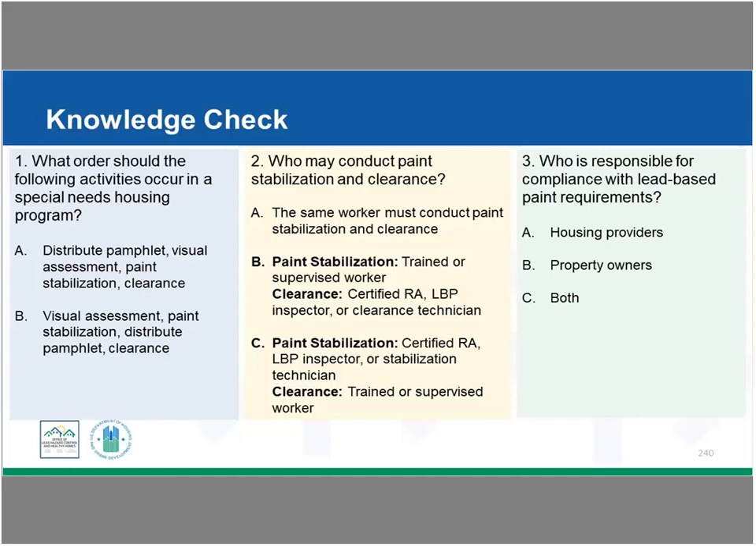All right, so most folks got the answer correct: distributing the pamphlet is going to be first. I think if you go back on the slides as we talked through the implementation steps, that's one of our first steps, at the point that we are taking applications, we are going to distribute the pamphlet. For homebuyers, we also provide a pamphlet at the point of closing, but we want to get that information about lead hazards out as quickly as possible. So the answer is A.